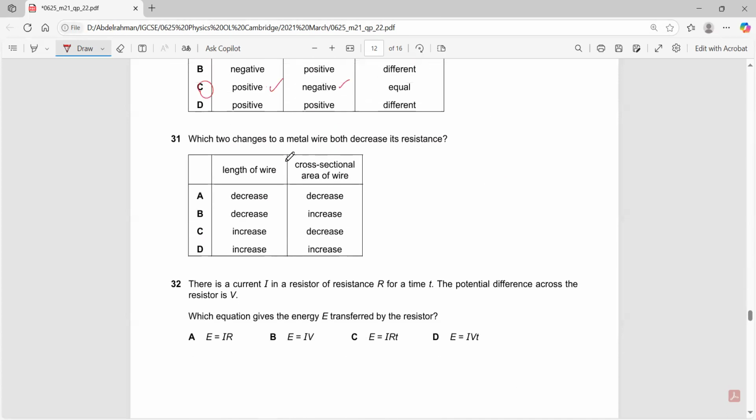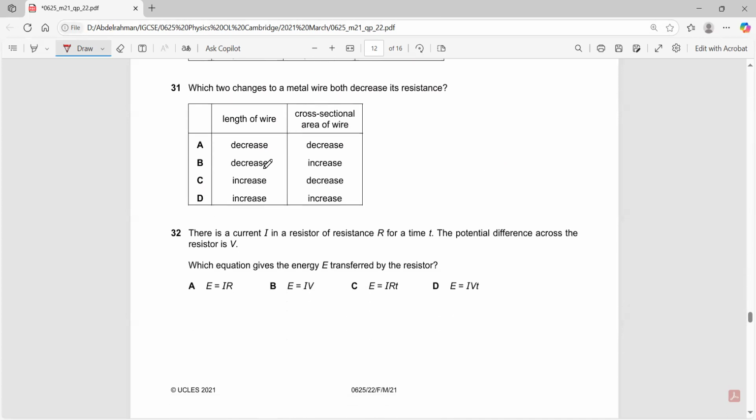Now, question 31, which two changes to a metal wire will both decrease the resistance? What should I do to the length? I should decrease it. What should I do to the cross-section area? I should increase it.